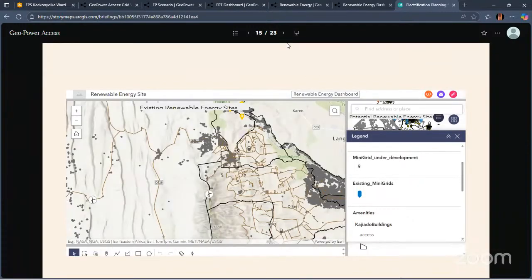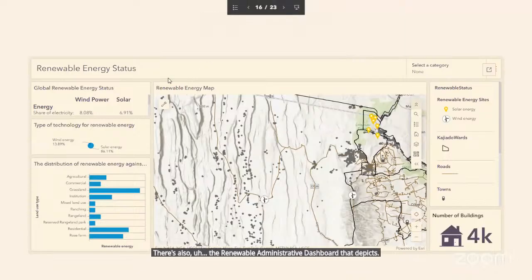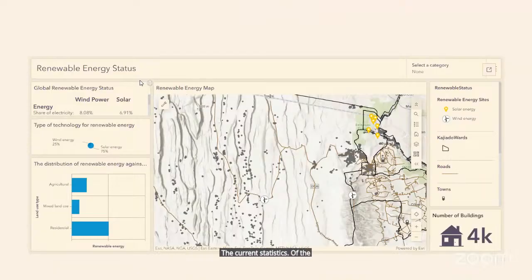There's also the renewable energy status dashboard that depicts the current statistics of the renewable energy. Globally, wind power covers 8.8% of the energy share, while solar is 6.9%. In Kenya, wind power is around 13.2% and solar 3.1%. The two energy sources are majorly adopted because of their low carbon intensity, which is very effective with regard to carbon emission.